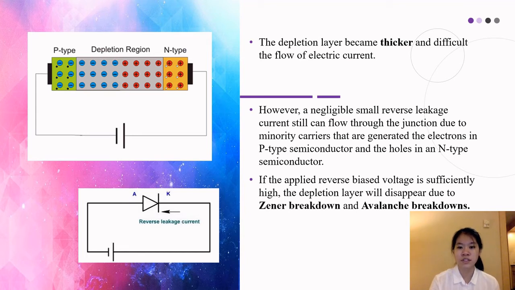However, a negligibly small reverse leakage current can still flow through the junction due to the minority carriers generated: the electrons in the P-type semiconductor and the holes in the N-type semiconductor. If the applied reverse bias voltage is sufficiently high, the depletion layer will break down due to Zener breakdown and avalanche breakdown.